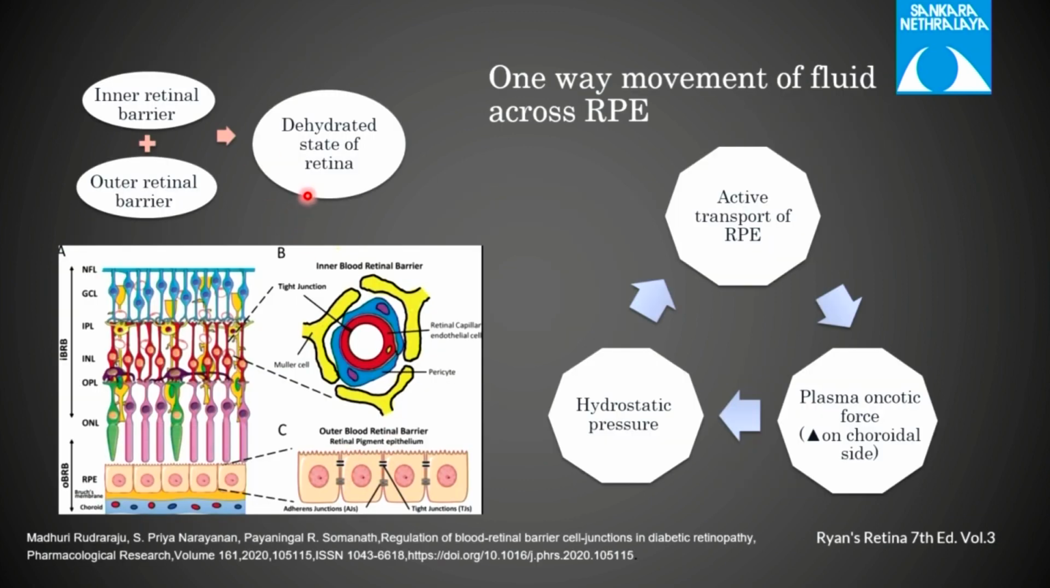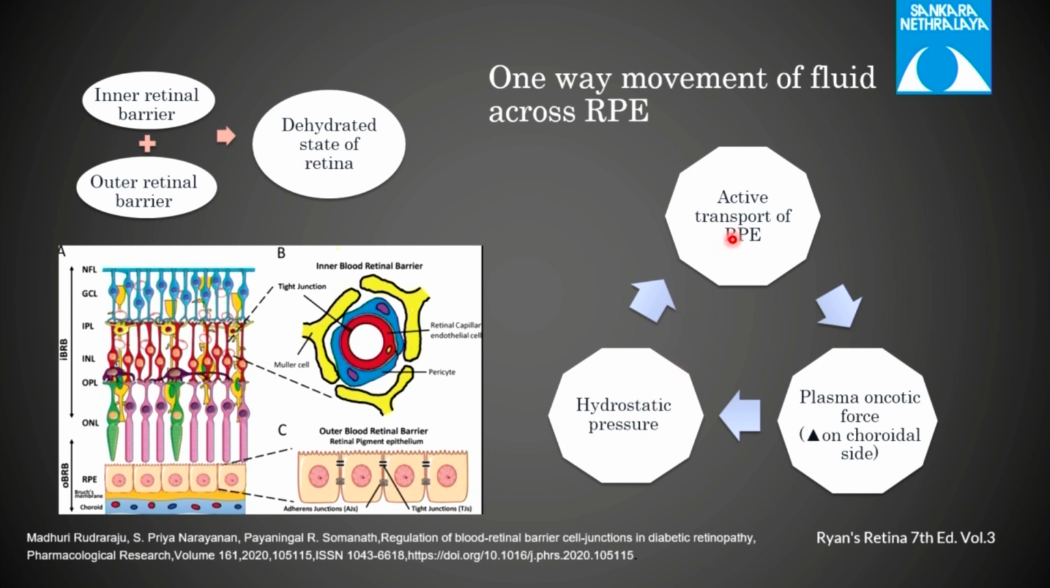Normally the retina is maintained in a dehydrated state. This is because of the retinal barriers. As we know, there are 2 retinal barriers: the inner retinal barrier and the outer retinal barrier. The inner retinal barrier is formed by the retinal capillary endothelial cells, and the outer retinal barrier is at the level of the retinal pigment epithelium. This RPE helps to maintain constant outflow of the fluid and keeps the retina in the dehydrated state.